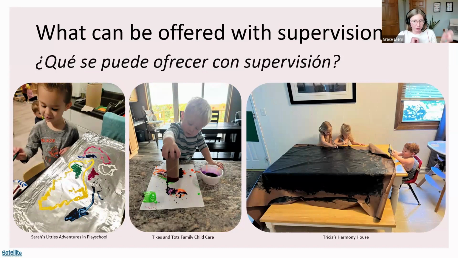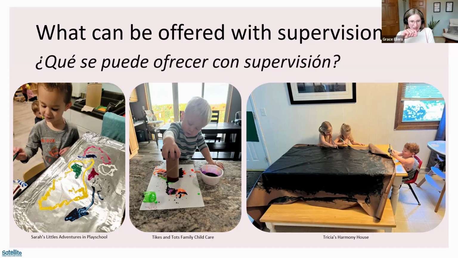We have on the far left from Sarah's Little Adventures in Play School. Sarah is offering children the opportunity to melt crayons on a hot plate that's turned down to the lowest setting. Aluminum foil is placed over it. And again, probably not something that you're just going to have available all the time for your infants, toddlers, and preschoolers, but what a fun experience with close supervision.